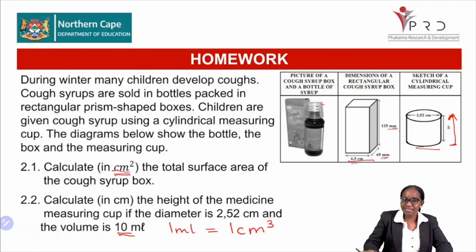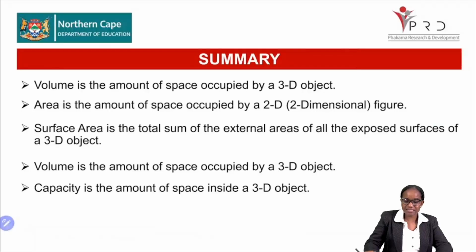Good day, learners. We meet in our next lesson. But before we meet, let's just summarize what we looked at. We looked at the volume as the amount of space occupied by a three-dimensional object. We say it is three-dimensional because it has three dimensions: the length, the width, and the height. Area is the amount of space occupied by a two-dimensional object. It has two dimensions: your side by side, or your length by your width, or your radius by your radius.